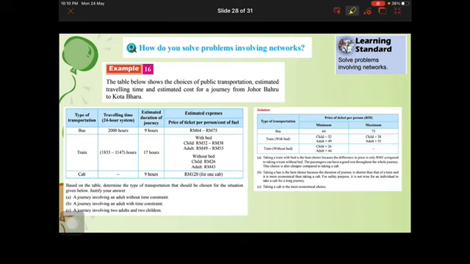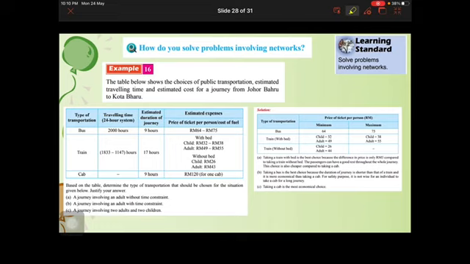Alright, the last learning standard. Of course, after we learn the basics and how we apply the information into networks, the last stage is to solve problems involving networks.